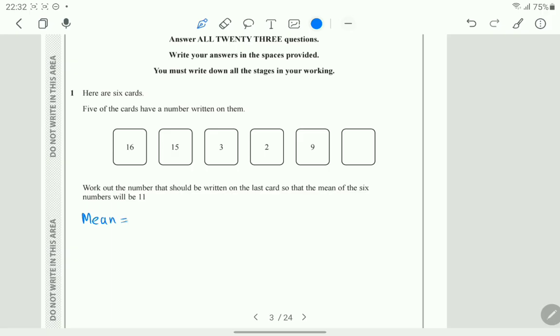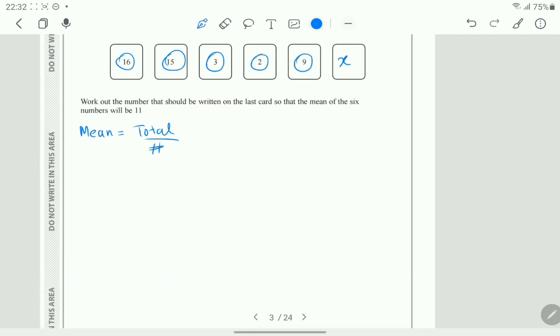If you didn't already know, the mean is the total over the population size. Total means we have to sum all these numbers, and since we do not have the 6th card's number, we will assume it to be x. Now we plug these values into our formula for the mean: 15 plus 3 plus 2 plus 9 plus x, the unknown, divided by the total number of cards, 6, as the question told us.